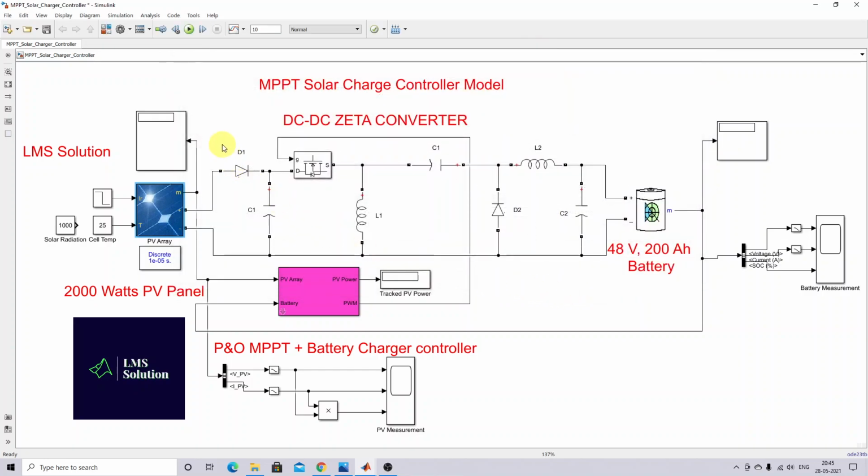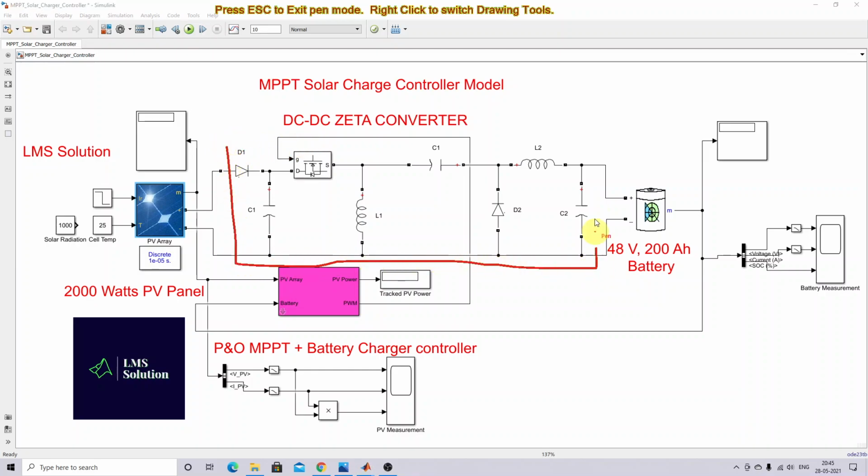And then we have used this Zeta converter. So this is the structure of the Zeta converter. Okay, in this Zeta converter the MOSFET is turned on and off based upon that MPPT solar charger controller.